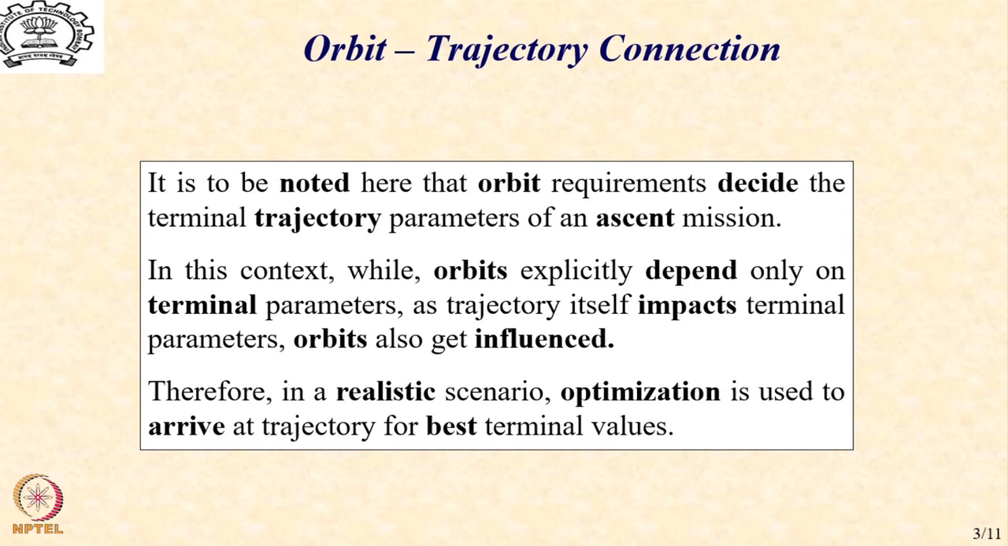Of course, what we have done so far is a kind of ad hoc way in which we are arriving at the trajectory. But in a realistic context, formal and rigorous optimization techniques are used to arrive at a trajectory for best possible terminal values as per the orbital requirement, which means that given an orbital mission, you arrive at the terminal parameters and then try to optimize the ascent mission in such a manner that those required terminal values are achieved in an optimal and most efficient manner.